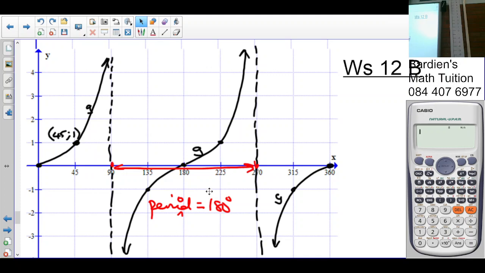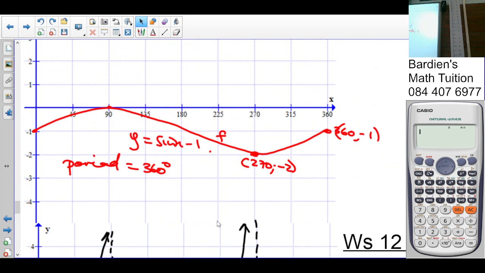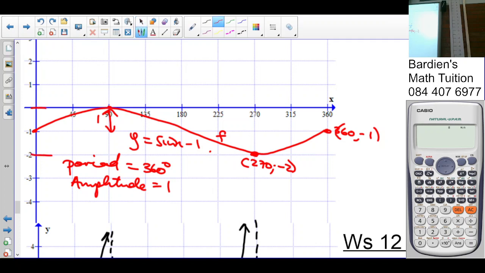Time taken to complete one full cycle. Next question. Amplitude of f. And what's the amplitude? Amplitude is 1. It's measured from the middle, from the neutral to the maximum, and it's 1. Okay. Next. The range of f. The range is all possible y values. So it's going from negative 2 to 0. So y is greater than or equal to negative 2 and less than or equal to 0. Next. The domain of f. The domain is all possible x values.